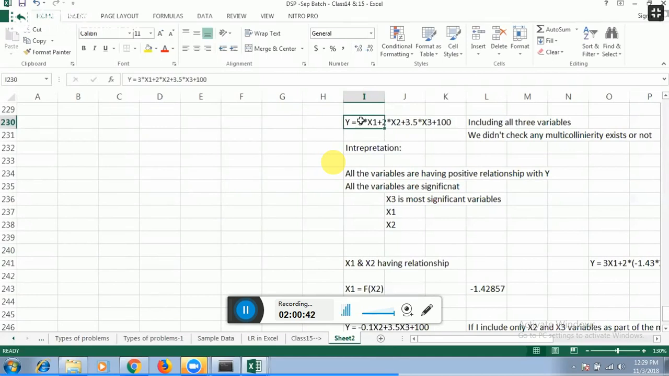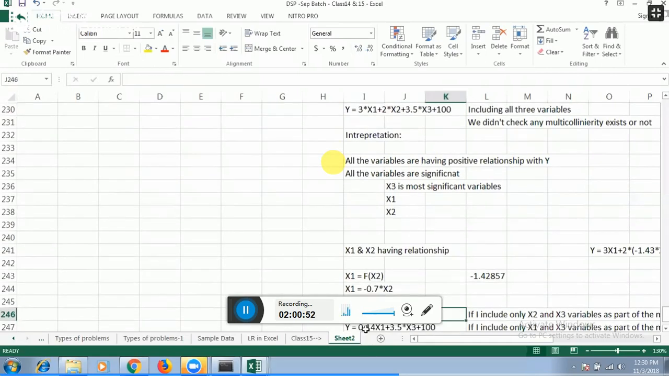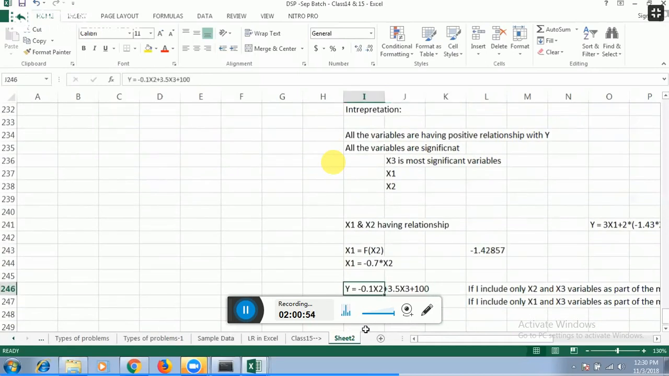Is that clear or not? What I'm trying to say is, if I don't check my multicollinearity, this is my relationship. But if I include only these two variables, my relationship is completely different. Here I have a negative relationship, but the negative relationship becomes positive because the variable is correlated with your Y, which is influencing your X.